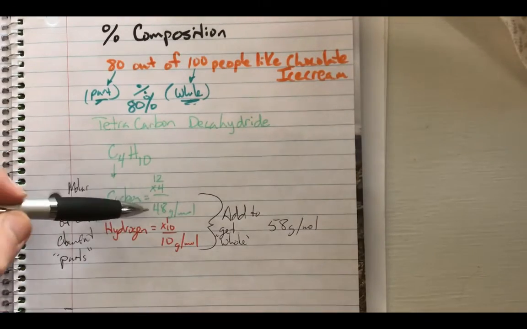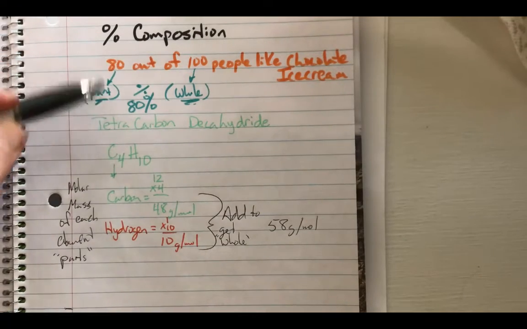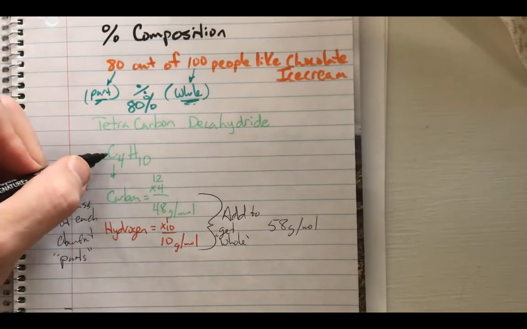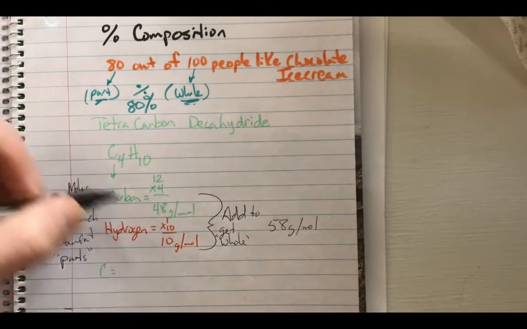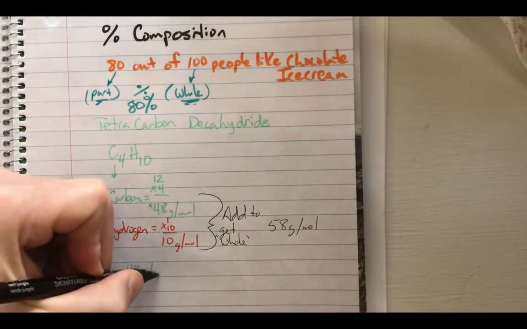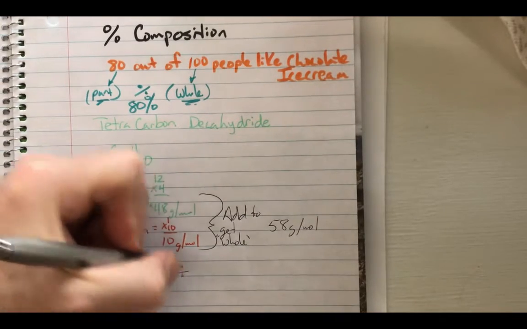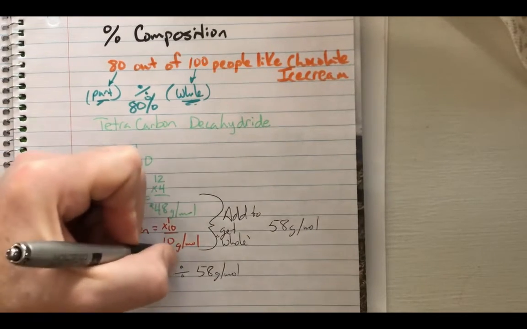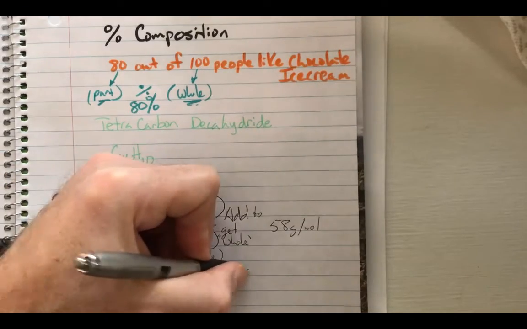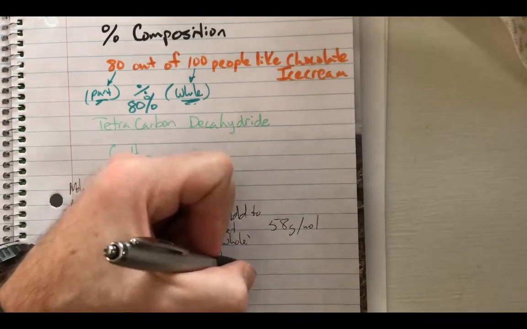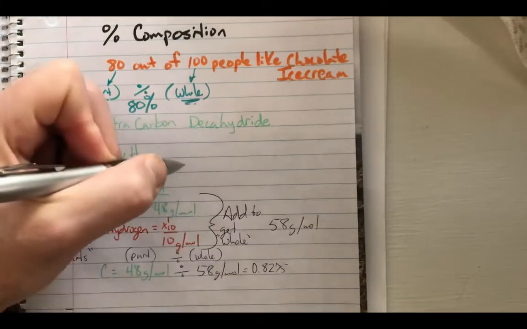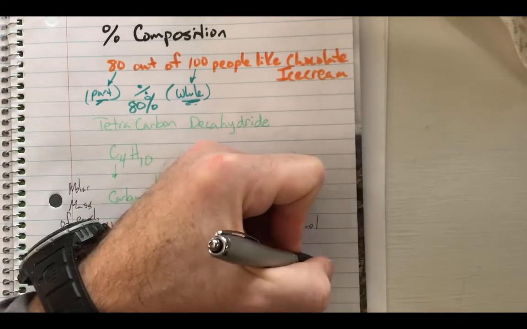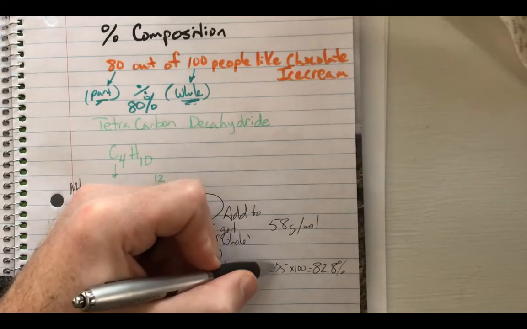Now to figure out what percent these are, I'm going to do what we did up here. We're going to take the part divided by the whole. So to figure out carbon's percentage in tetracarbon decahydride, its molar mass that we just figured out was 48 grams per mole, and I'm going to divide it by the whole, 58 grams per mole. Again, this is the part divided by the whole. When I do that, I'm going to get a decimal answer, 0.8275. How do I make that into a percentage? You multiply it by 100, or you move the decimal 2 to the right. That is the same thing. I'm going to round that to 82.8%.